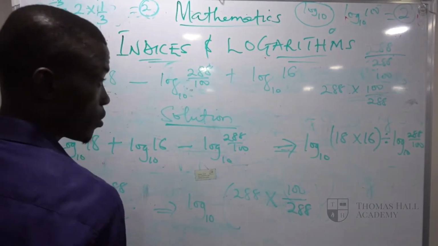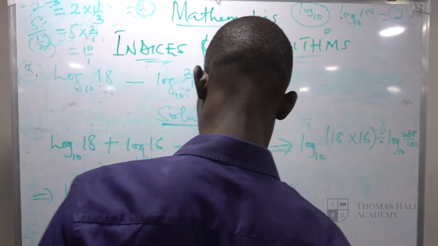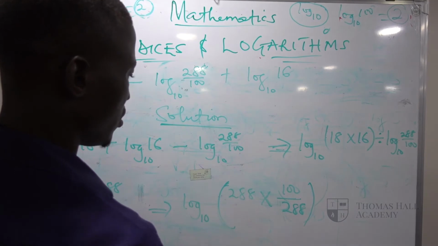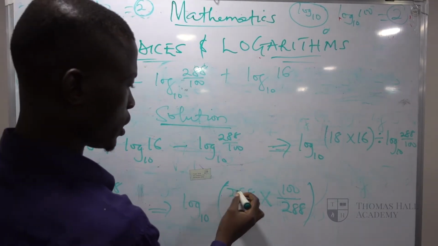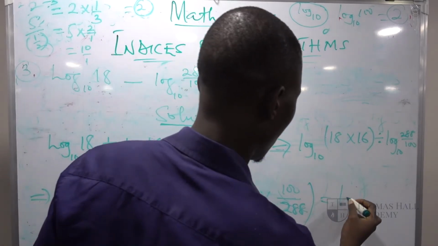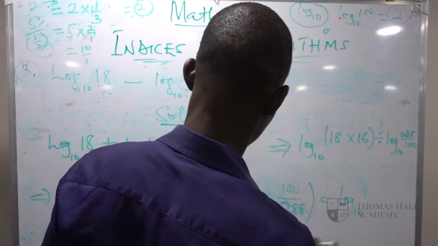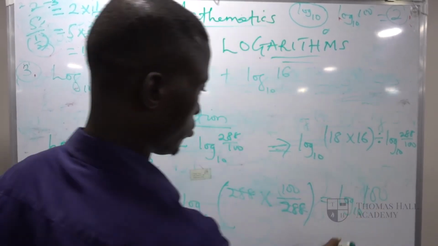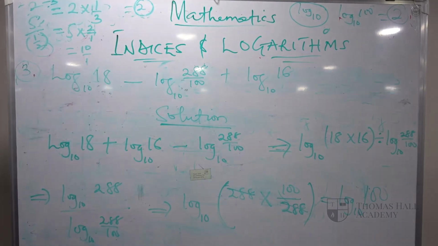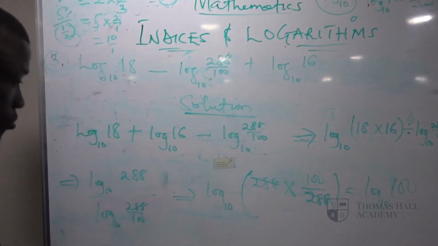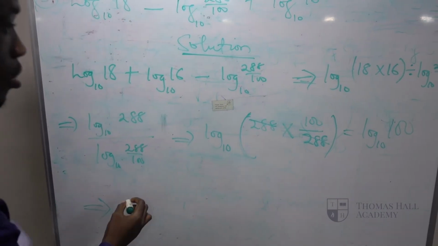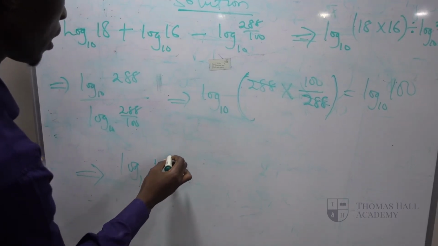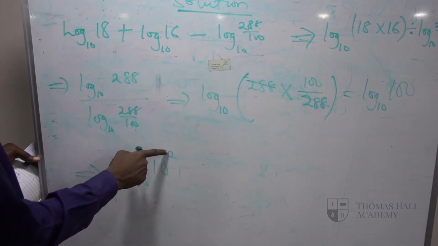I have told you, even a calculator, you don't need it in this. It's so easy that you might not even need a calculator. So 288 cancels 288. We are left with log 100, base 10. Log 100 base 10. 100 can be written as 10 raised to power 2.